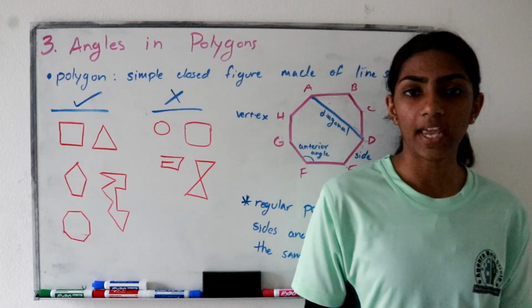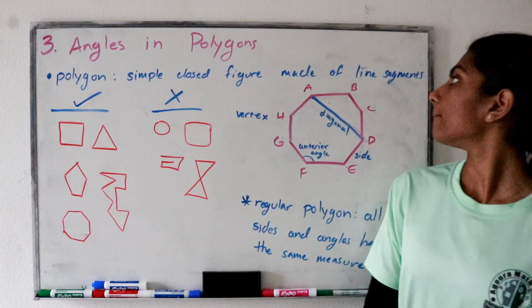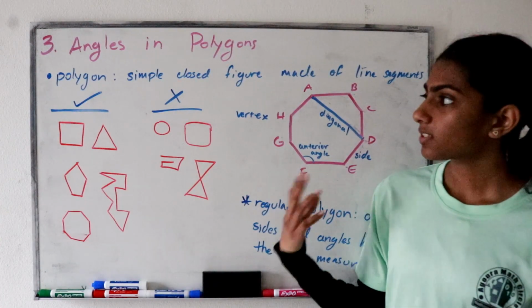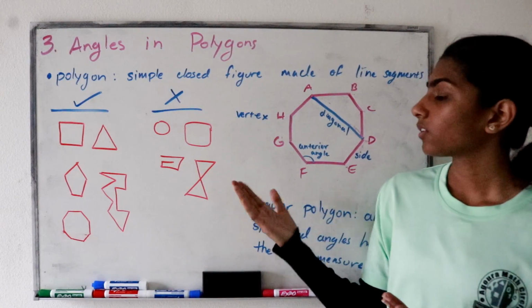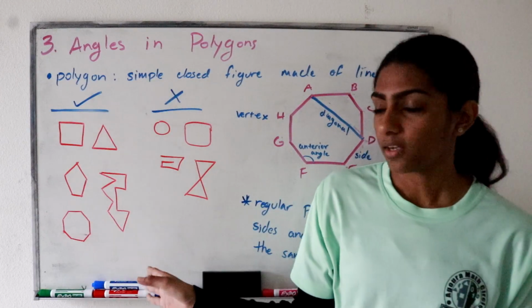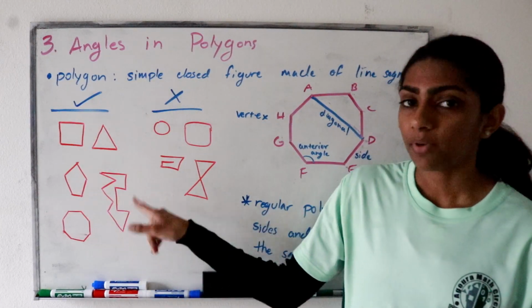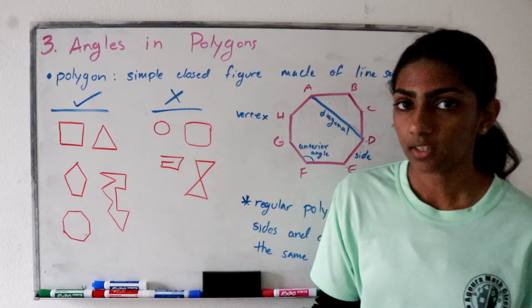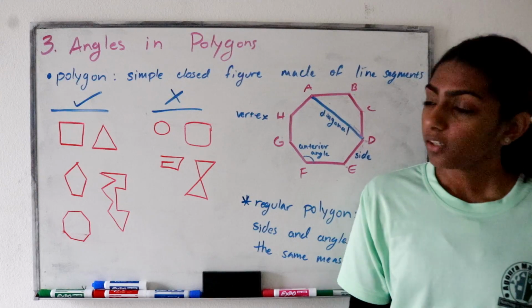So next, let's move on to angles and polygons. A polygon is a simple closed figure made of line segments. When we say simple, we mean that there are no intersections in the figure, and closed means that all the lines connect. So these right here are polygons: a square, a triangle, a pentagon, this shape right here, since none of the lines are intersecting and none of them curve, and it's a closed figure, it's a polygon.